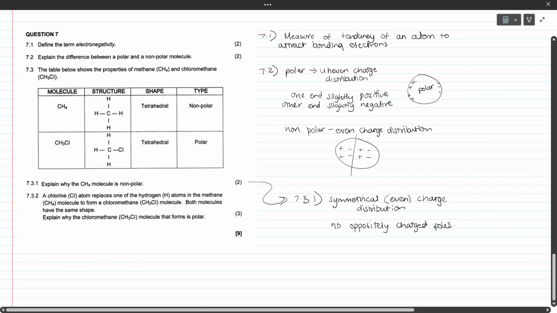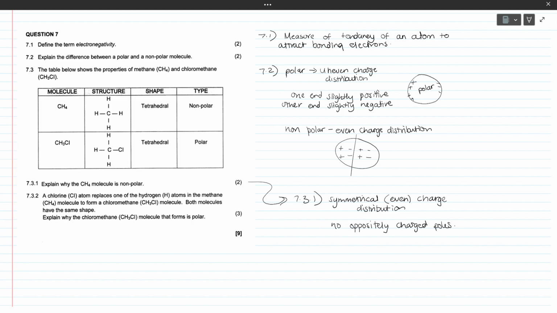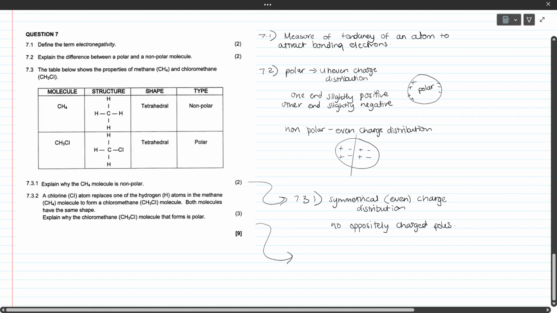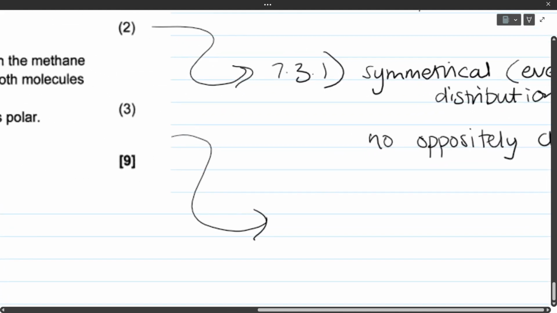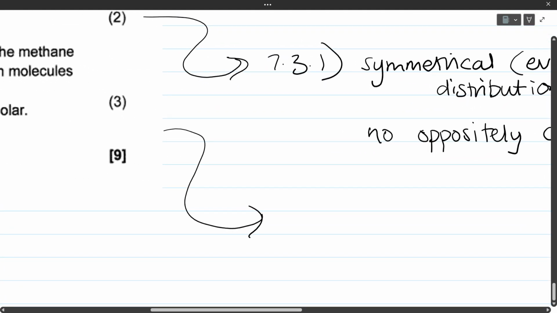Okay, and then 7.3.2, a chlorine atom replaces one of the hydrogen atoms in the methane molecule to form a chloromethane molecule. Both molecules have the same shape, right? You can see they're both tetrahedral. But they want you to explain why the chloromethane molecule that forms is polar. And this is for 3 marks. So again, where are we getting our marks allocated here?